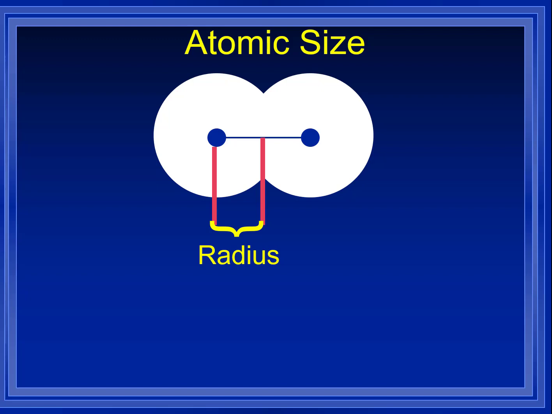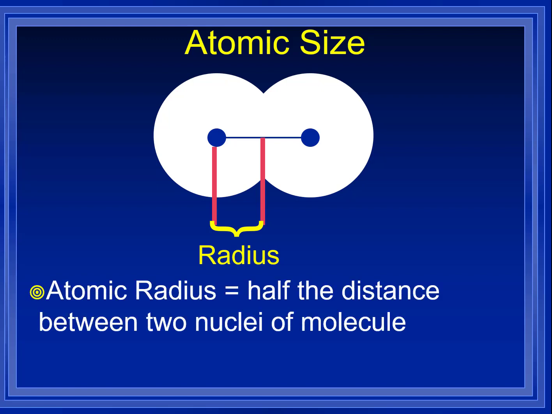Bigger atoms would be further apart. Smaller atoms would be closer together. So the atomic radius is half the distance between 2 nuclei because we can measure where the nuclei are. We can't measure where the edge of the electron cloud is. So we say we're measuring atoms, we never measure one at a time. We have to measure them two at a time.